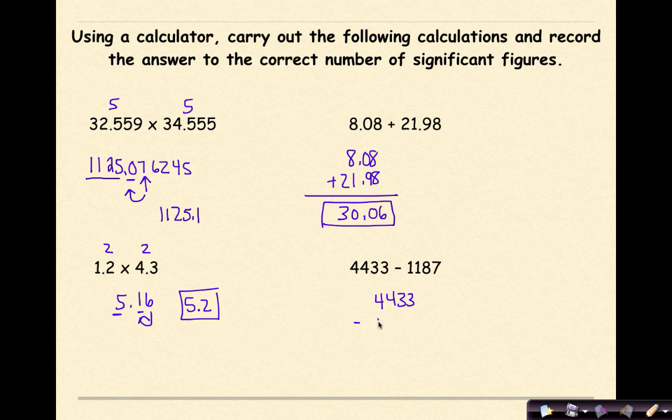4,433 minus 1,187. And if I take the difference of those two, I get 3,246 for my final answer. So this is a basic review of how to do multiplication and division, adding and subtracting with significant figures. We will go into this in more detail as we get farther along in the AP Chemistry course.